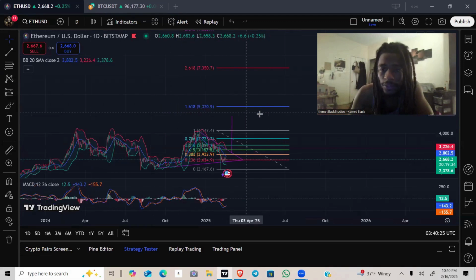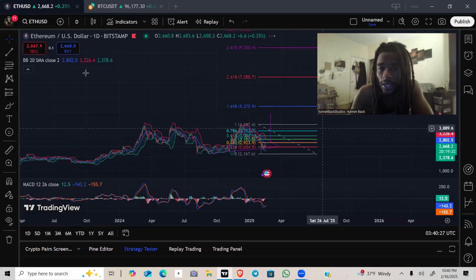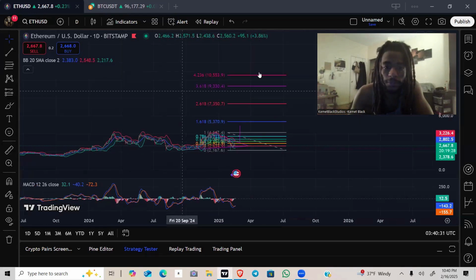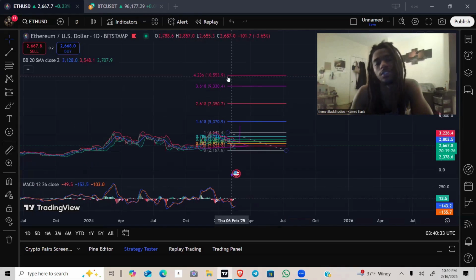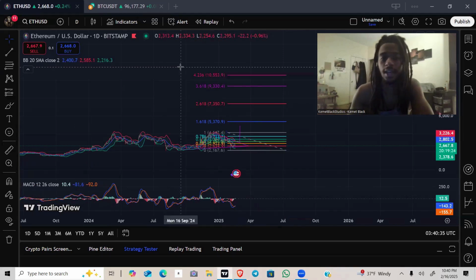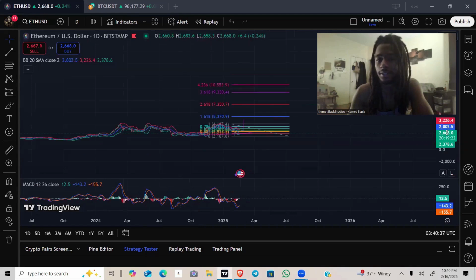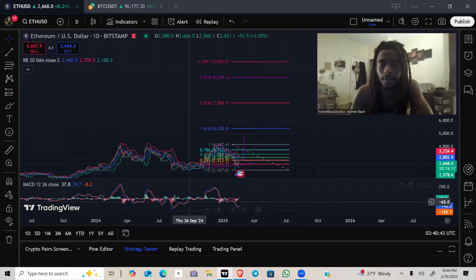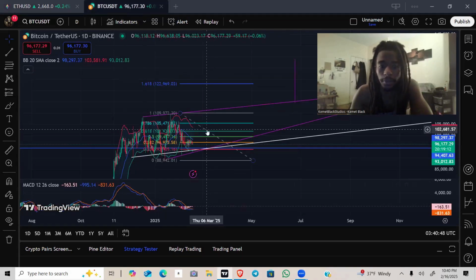to 5,300, guys. For this cycle, we can see a bullish target of $10,000 to $13,000. I'd probably say 10 to 13, according to the Fibonacci retracement. All right, so 10,000 in this cycle.